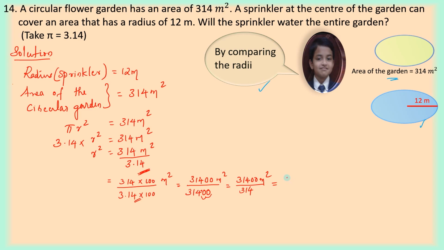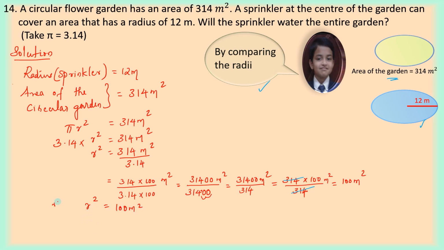Or we can write this again as 314 into 100. That is, 31,400 is the same as 314 into 100 divided by 314. Now we can cancel 314 and 314. So it will be equal to 100 meters square. That is, r square equal to 100 meters square.